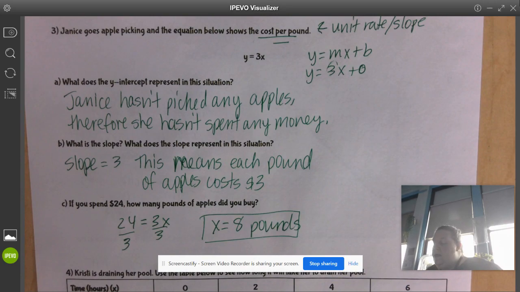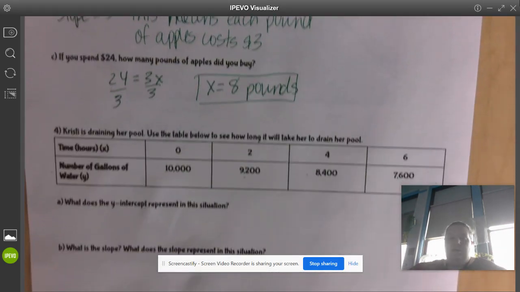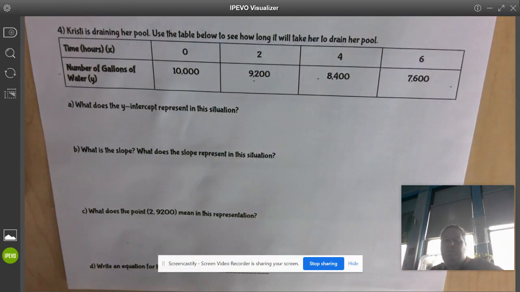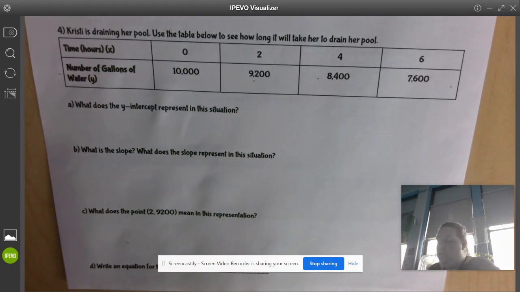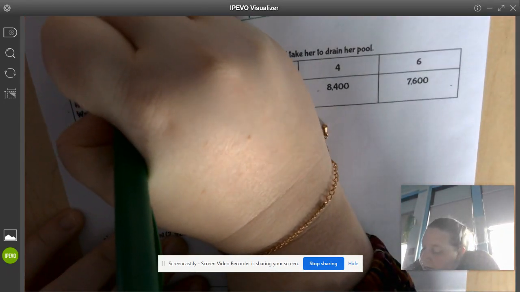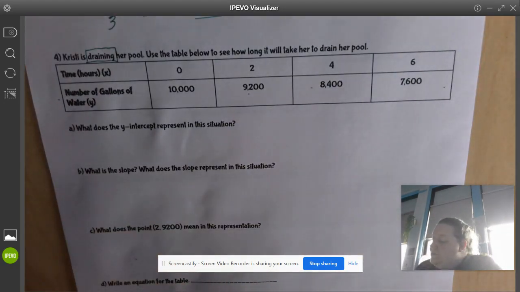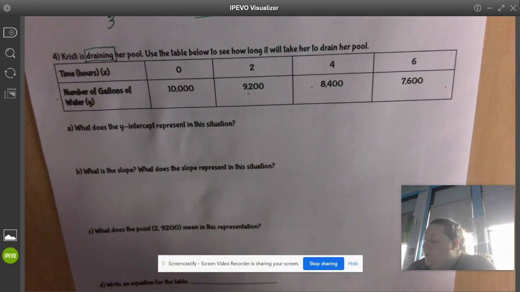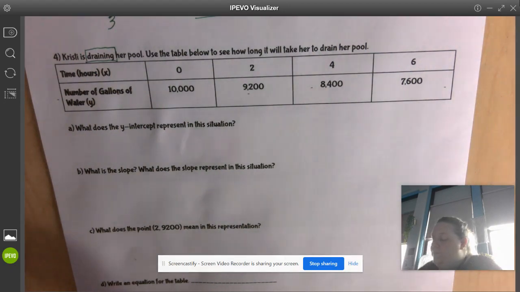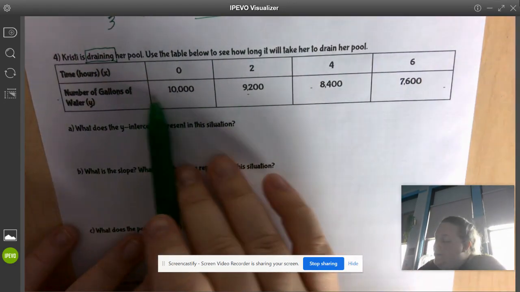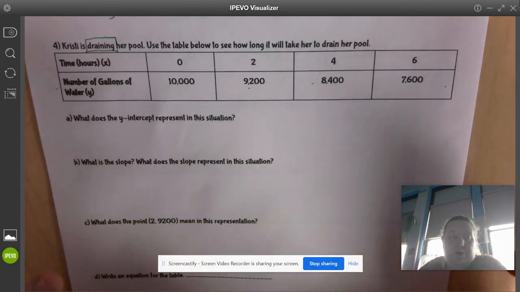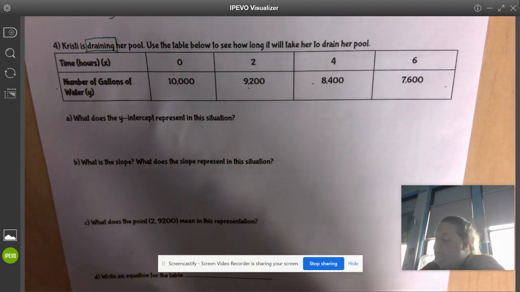Okay. Last but not least, we're going to take a look at a table. This is the other way you can represent a linear equation. So Christy is draining her pool. And I'm going to box that word draining because that's an important word. Use the table below to see how long it will take her to drain her pool. So we have x at the top, y at the bottom. So that's really important knowing that this is a horizontal table.